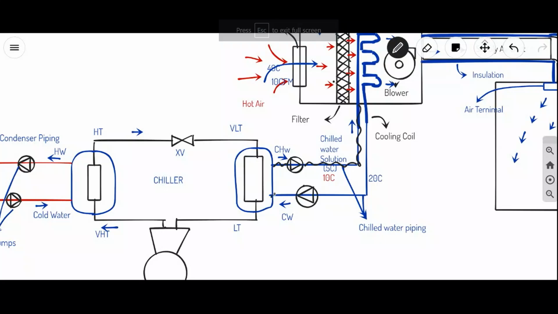So we go with insulation. The best insulation for chilled water piping is puff. Puff means polyurethane foam. Puff insulation will do.